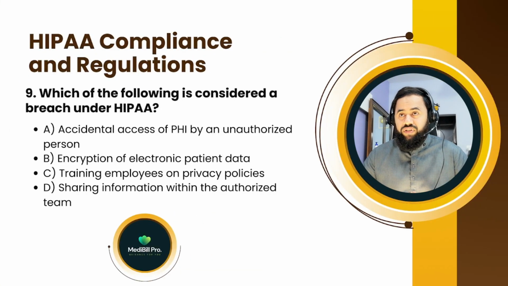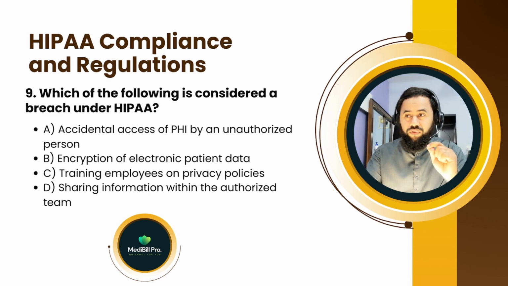Okay, so we have question number 9. Which of the following is considered a breach under HIPAA? Okay, so if there is a breach, then what kind of things can happen? Option A is accidental access of PHI, patient's health information, by an unauthorized person. Option B is encryption of electronic patient data, C is training employees on privacy policies, or D is sharing information with the authorized team. So what should be the answer? Which of the following is considered a breach under HIPAA?